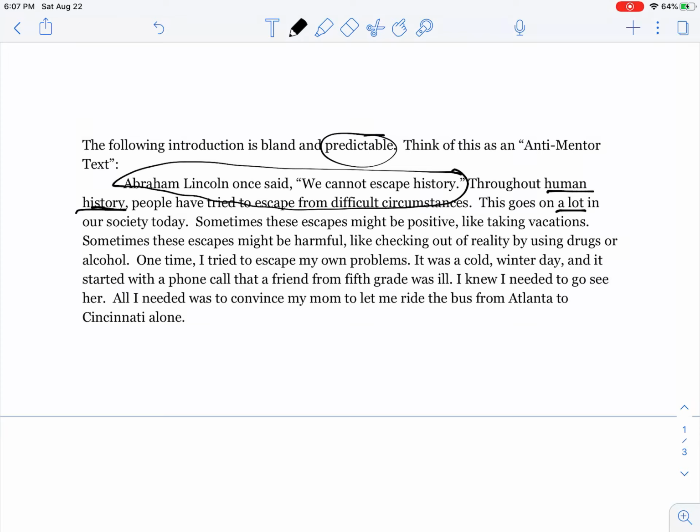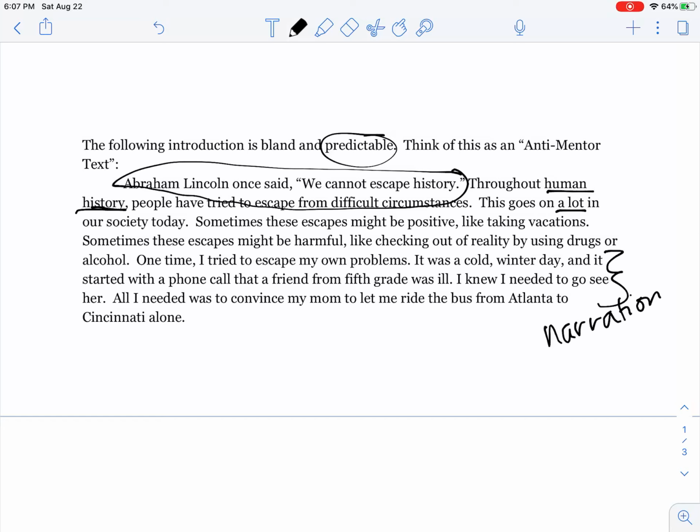And then there's some examples of "sometimes these escapes might be positive," and then there's an example. Sometimes harmful, and then there's an example. It's not wrong. I mean, it's saying something new, but it's not what they're saying, it's how they're saying it. And then there's an attempt at narration, and we're going to talk about narration coming up this week some more.